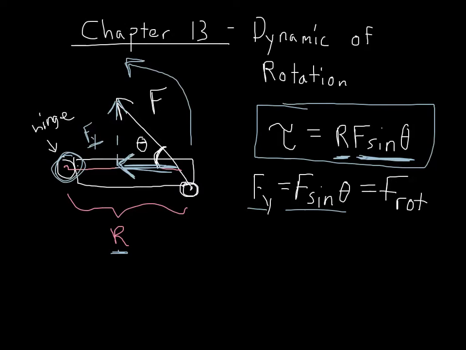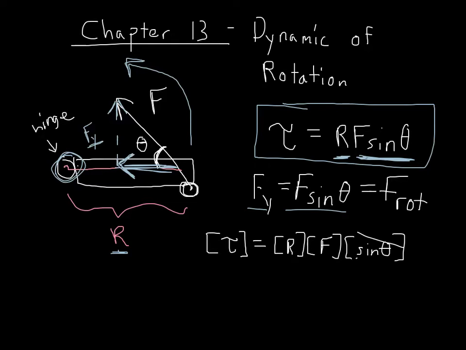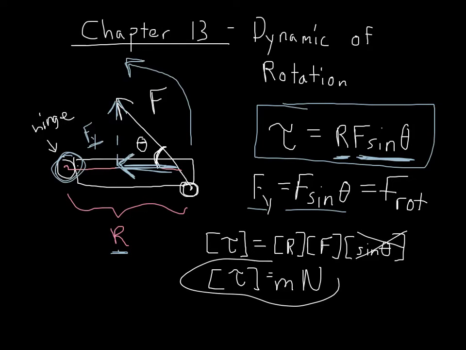Final note about torque for the moment: the units of torque are going to be equal to the units of the radius times the units of force times the units of sine of theta. Angle is dimensionless, has no units, so we don't need to worry about that. The units of radius are meters. The units of force are newtons. So the units of torque are newtons times meters.